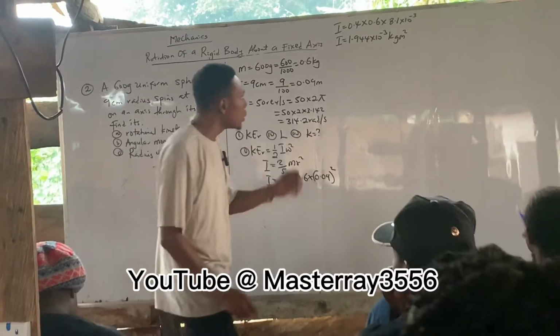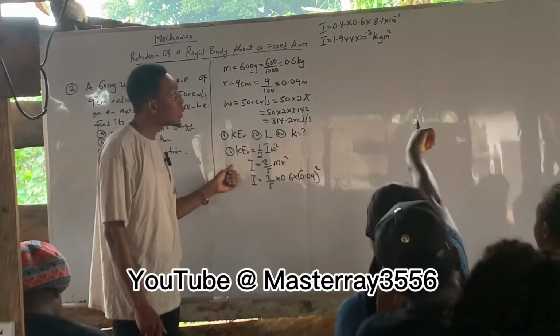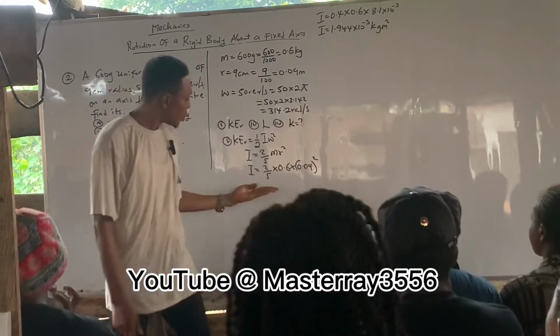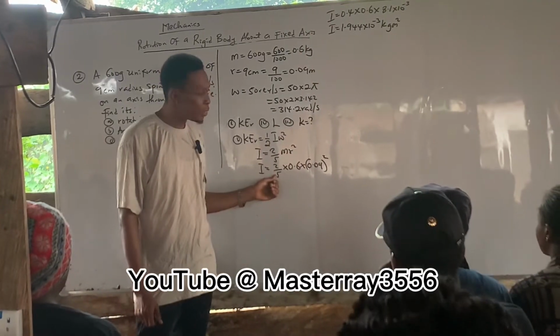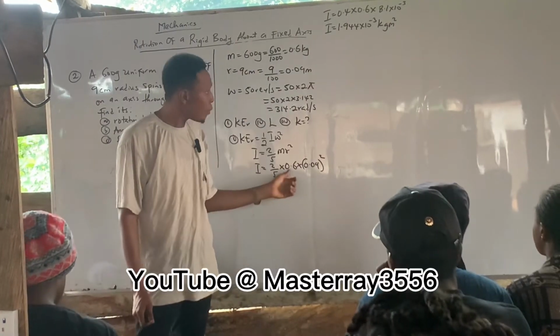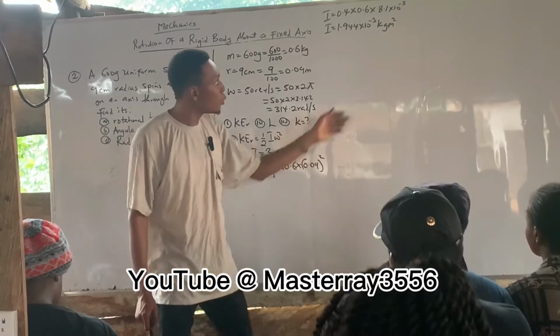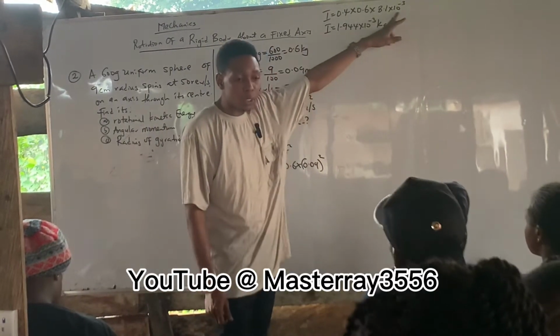All right. So this time around, this is how we arrived there. Our 2 divided by 5 is 0.4. Then we have our 0.6, 0.09 squared. It will give you this. Is that not what your calculator gives to you?